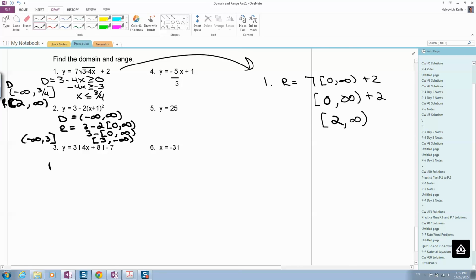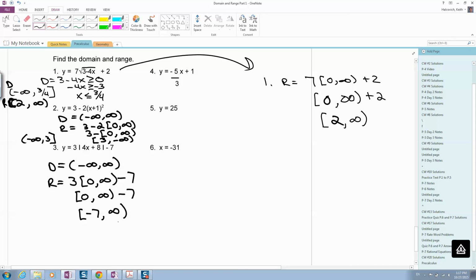For number 3, once again, the domain is all real numbers because it's an absolute value. But for the range, this is where you have to replace it with greater than or equal to 0. So 3 times 0 is 0. 3 times infinity is infinity. Then you subtract 7. So 0 minus 7 is negative 7. Infinity minus 7 is still infinity. So therefore the range is from negative 7 to infinity, or greater than or equal to negative 7.